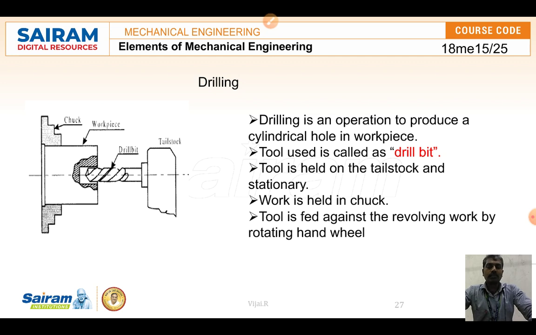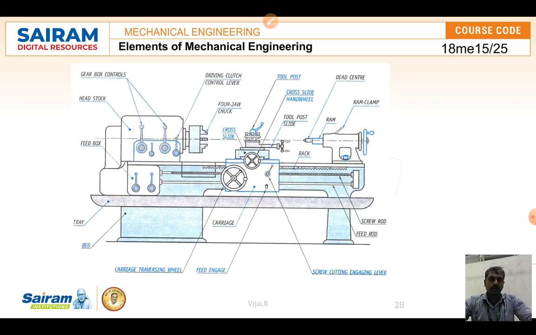So when the drill bit is pressed over the rotating workpiece, the hole is made. Here the tool is held in the tailstock, but it is stationary. Only the workpiece is rotated, and the revolving workpiece helps in making the holes. So this is the drilling operation. After drilling, we can do a boring operation or a reaming operation, depending upon the size of the hole.